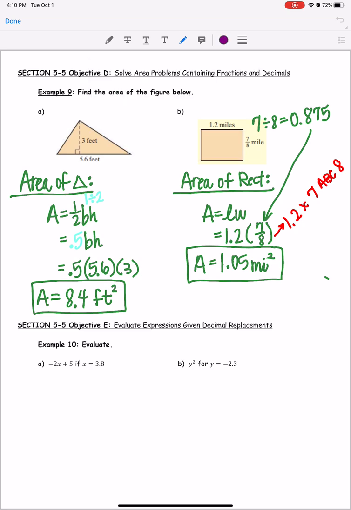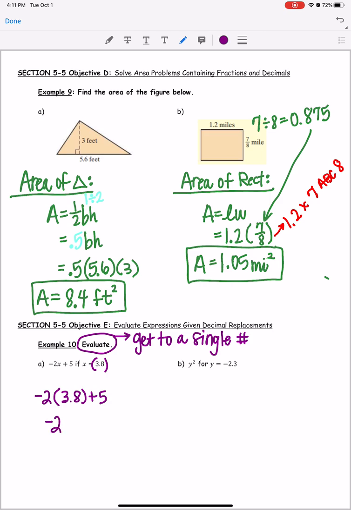And then last problem here, we're going to evaluate. We've been doing this since the beginning of this class. Evaluate means get to a single number. So we got negative 2x plus 5 if x equals 3.8. Get kind of used to when you substitute in things to put these in parentheses. It makes a difference when you're plugging in negatives. So I've got negative 2 times 3.8 plus 5. So again, put that in exactly the way it looks. Negative 2 times 3.8 plus 5. And I get negative 2.6.